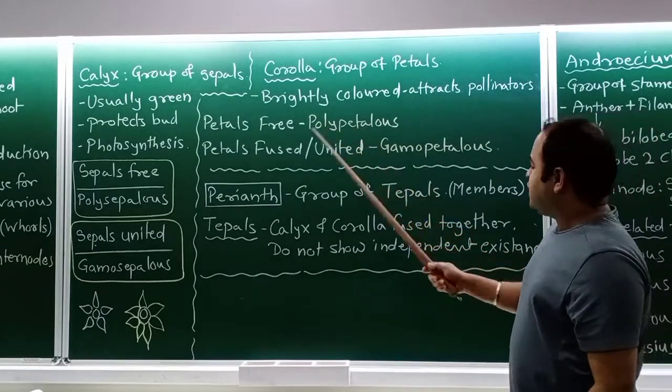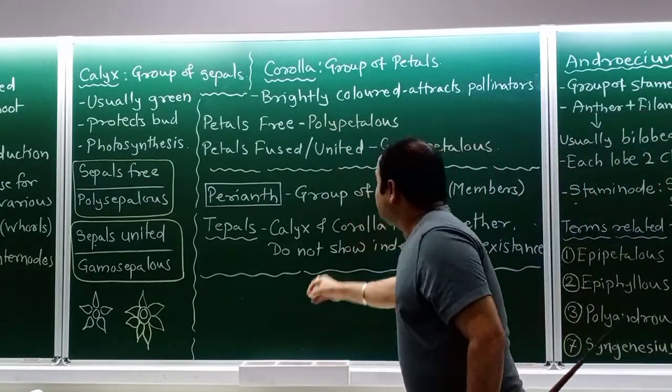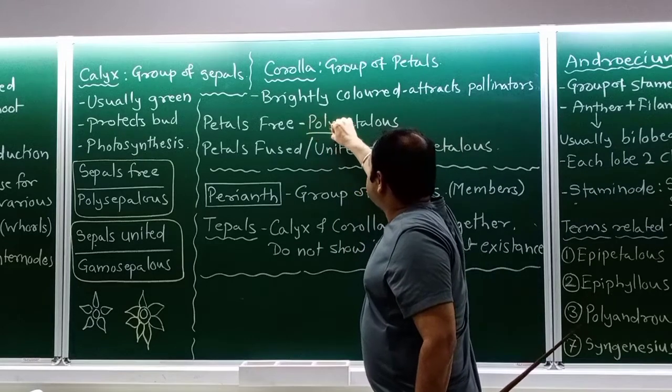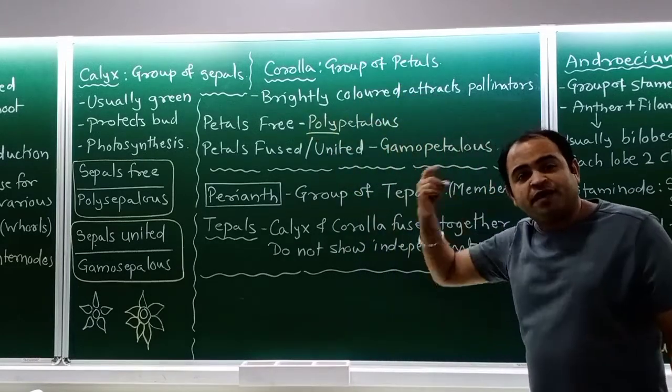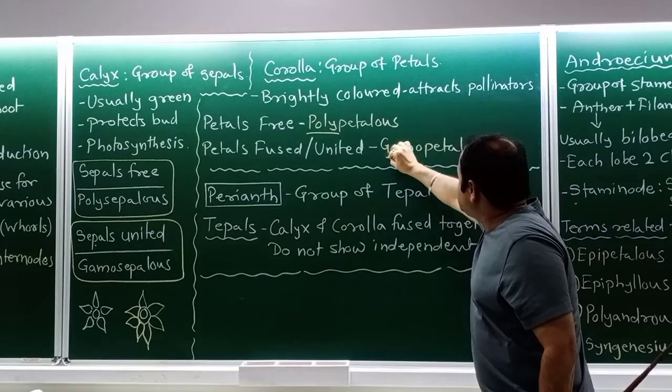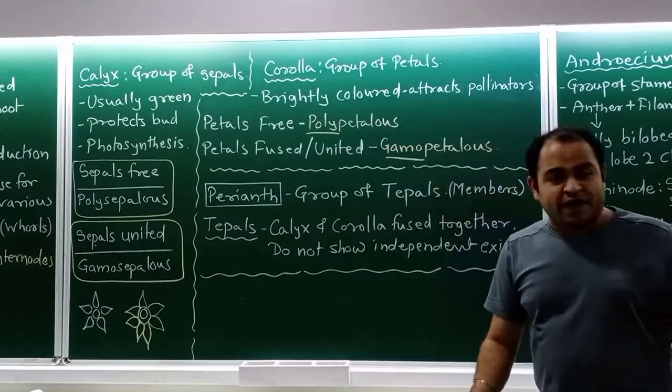Once again, free and fused conditions. If petals are free from each other, then it is polypetalous. If they are fused, then it is gamopetalous.